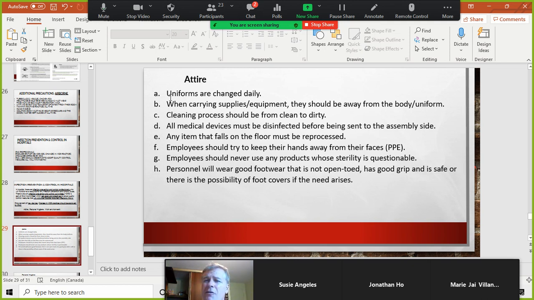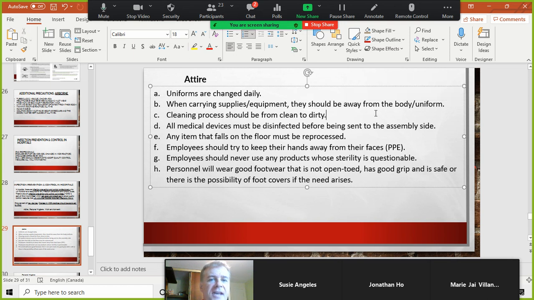Attire: are uniforms changed daily? If they're not, what's the procedure for all these when carrying supplies, equipment? Should they be held away from the body? Why are you carrying a 20-kilogram box with your bare hands anyway? Where's your cart? That box could be dirty. I don't want that box touching me. Cleaning process should be from clean to dirty. Of course, all medical devices must be disinfected before being sent to assembly side. Any item that falls on the floor is considered dirty. Employees should try to keep their hands away from their faces. Employees should never use any products that are questionable.